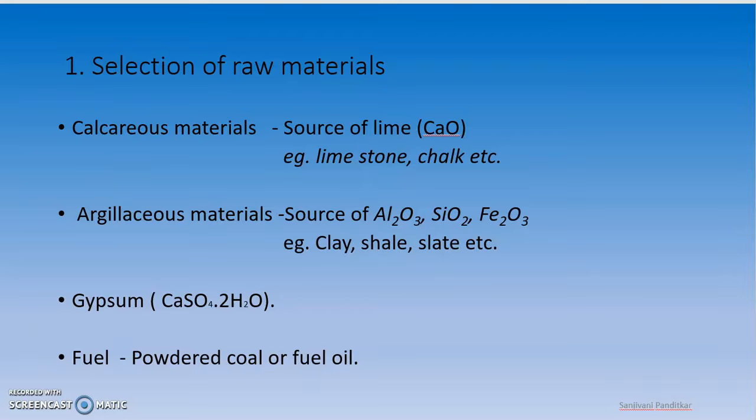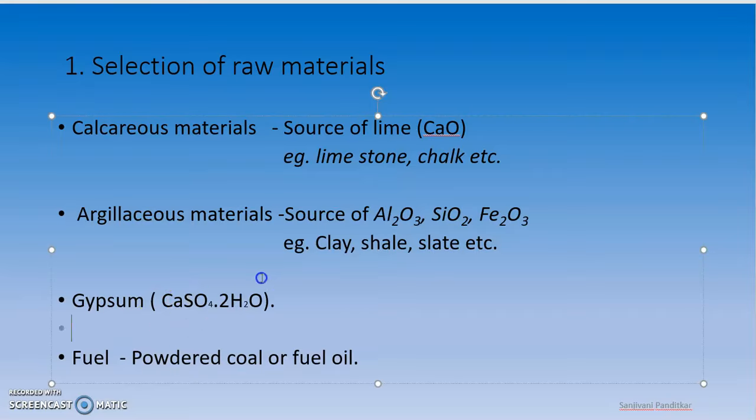First step, that is selection of raw materials. The various raw materials required for the manufacturing of cement are calcareous material, argillaceous materials, gypsum and fuel. Calcareous material is the source of lime, that includes limestone, chalk. Argillaceous material acts as a source of alumina, silica and iron oxide. Examples include clay, shale, slate.